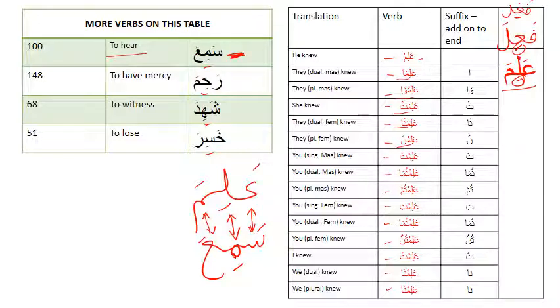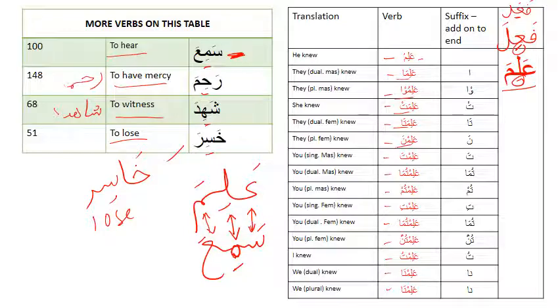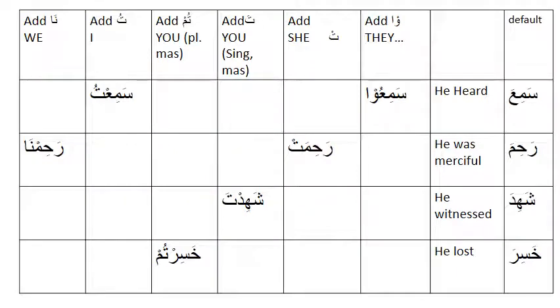Sami'a means to hear, rahima means to have mercy, shahida means to witness, and khasira means to lose. As we know, khasir, khasiruna, khasir means loser, shahid or shaheed, as we know, rahma, to have mercy, and sama'. Anyway, yeah. So you can also fill out this table as well. Once you get the hang of it, it's very easy.